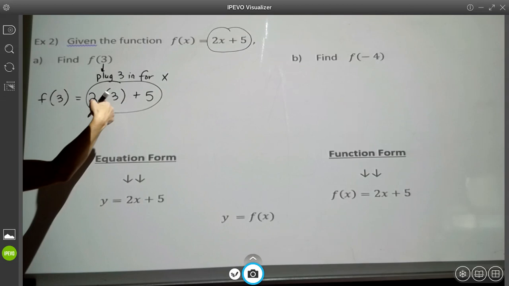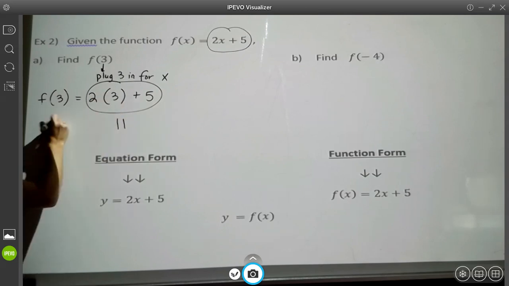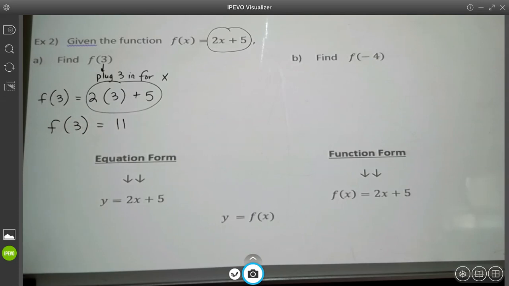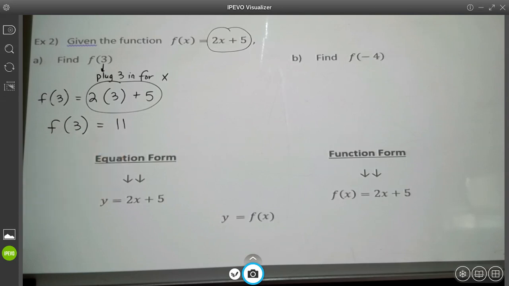All right, so if we do that, we already know 2 times 3 is 6. 6 plus 5 is 11. So f of 3 equals 11 is your answer. And this is why I like function notation. It tells a story. How did I get 11? Let me tell you. I went to function f, I plugged 3 in, and I got 11 out. The function tells the entire story, okay?